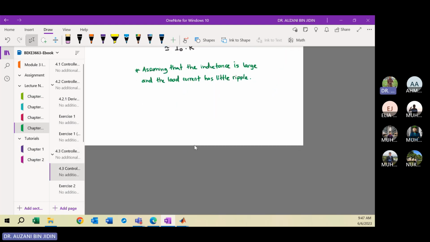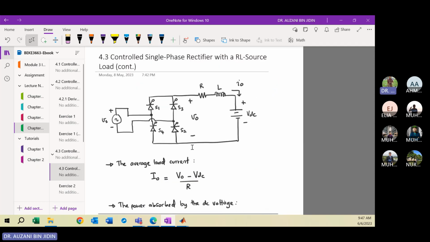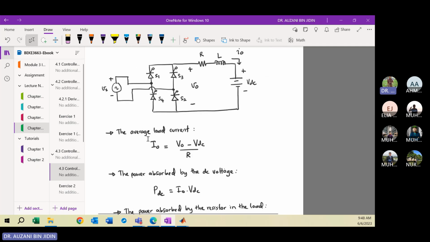Okay, then here, to study this type of rectifier, you must be able to calculate the average load current. This is simple, you just apply the basic electric circuit theorem, where IO is the current flowing to the load. To get this equation, firstly you need to neglect the effect of inductance because this is the DC analysis. The L we can assume 0, no effect of L. Okay, clear?